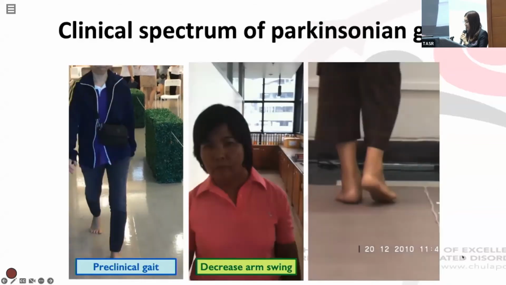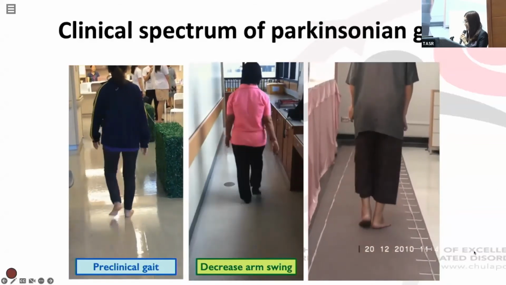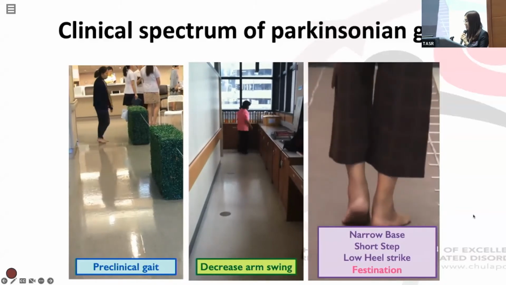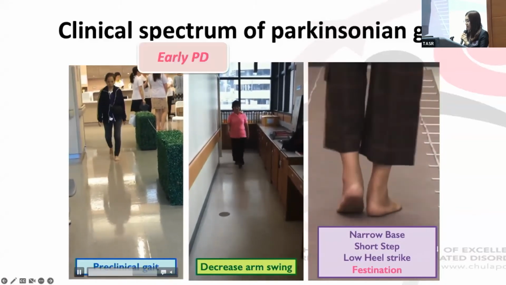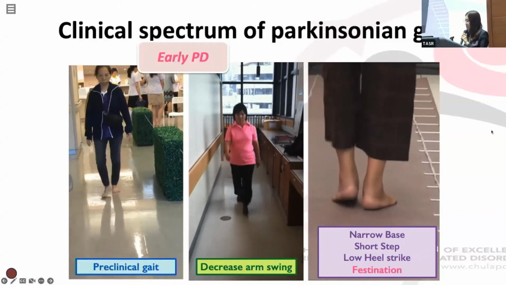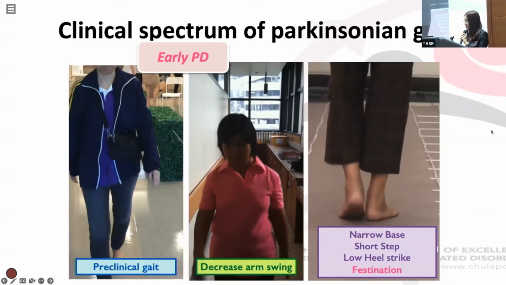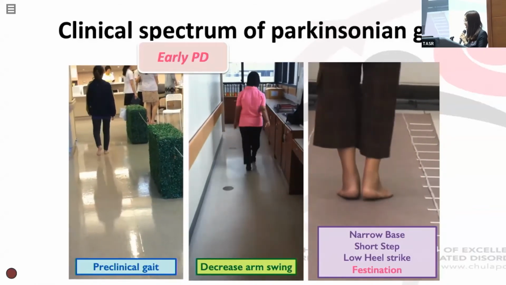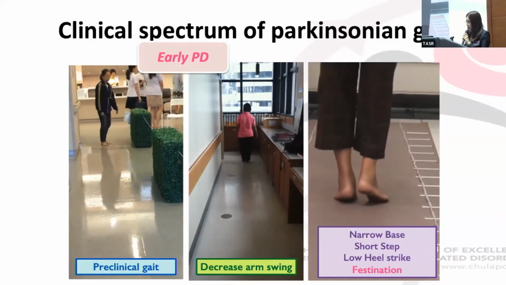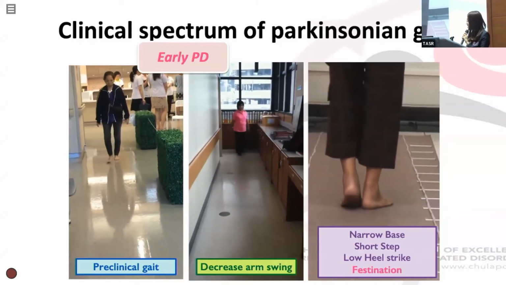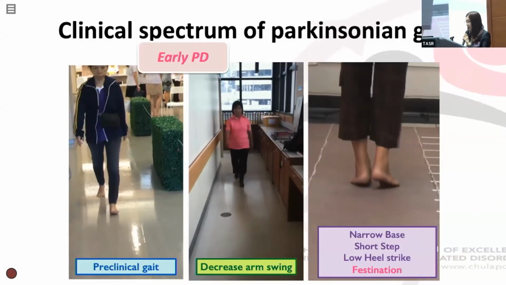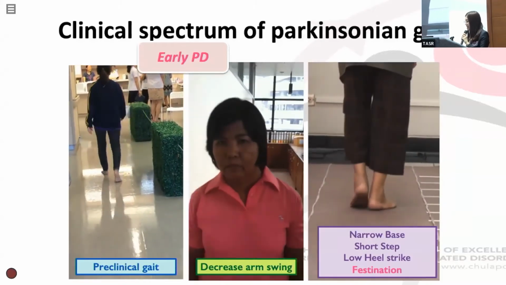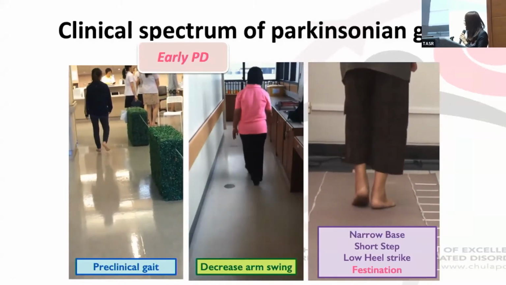And for the second video, you see that there is an asymmetrical arm swing. This is the progression of the gait disorder. The first two videos are patients with early Parkinsonian disorder. And the last video is the patient with the late stage. You see that the base of the gait is narrow, the step is short with a low number of heel strikes. And also there is festination.